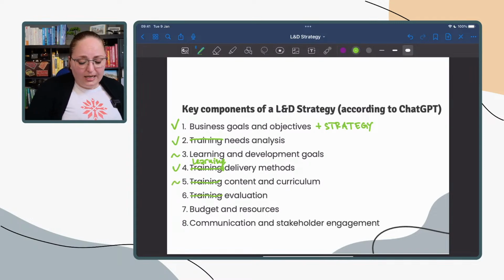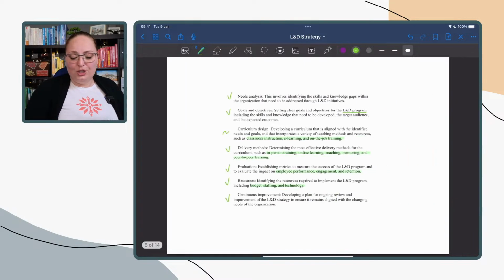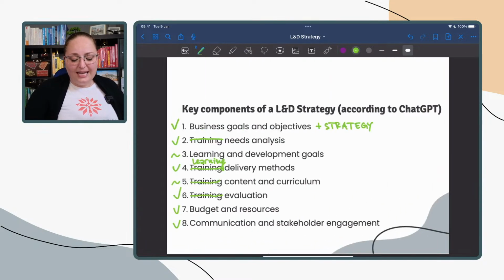Training evaluation, again, I'm going to scratch out this word training and leave just evaluation or learning evaluation. Budget and resources, absolutely. And then one thing that I didn't see in the list that we just looked at, this list over here, is communication and stakeholder management. One thing that I absolutely need to stress, and I will stress it later when we talk about the process that I personally use, your strategy is only as good as the communication plan that goes with it.